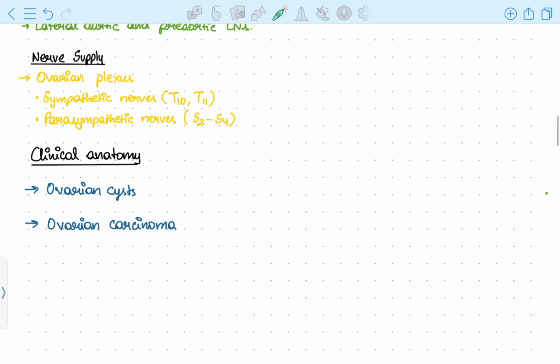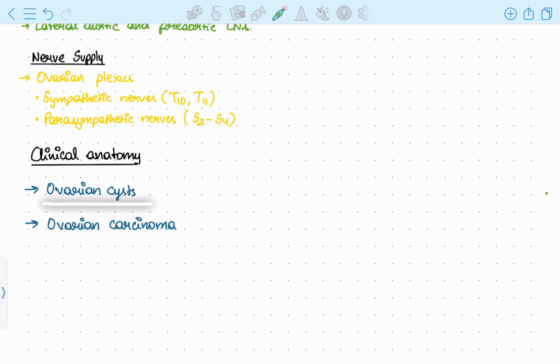Okay. Then now you should always make a habit of adding a point or two about clinical anatomy at the end of every answer you write, because it will increase your marks. Okay, it will give a good impression on the examiner. So in case of ovary, what is the relevant clinical anatomy?